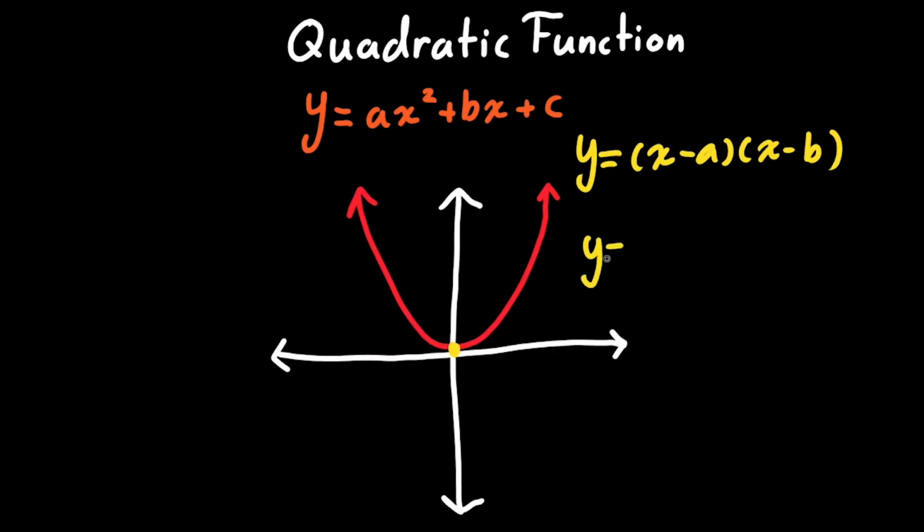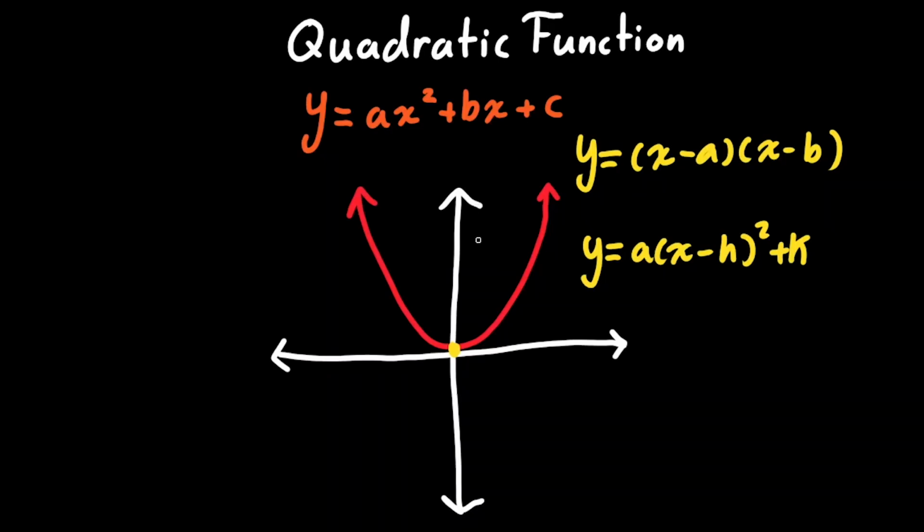Another common form you'll see a quadratic function in is the vertex form, a(x minus h) squared plus k, where h is the x-coordinate of the vertex and k is the y-coordinate of the vertex, and a in this scenario, and also in the standard form, represents how wide or thin the quadratic function is.